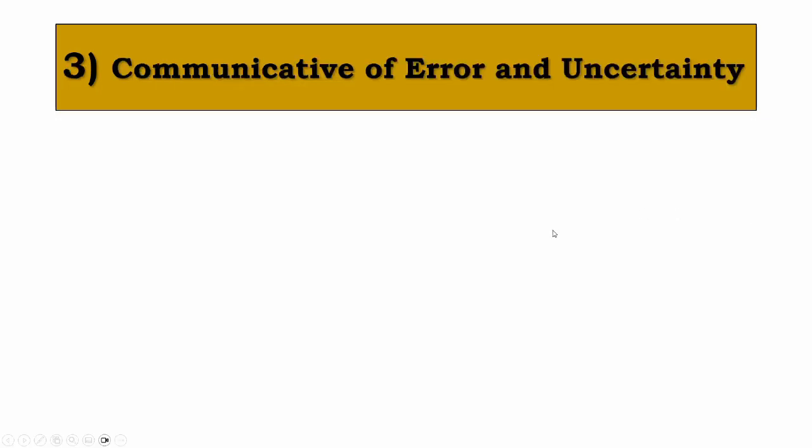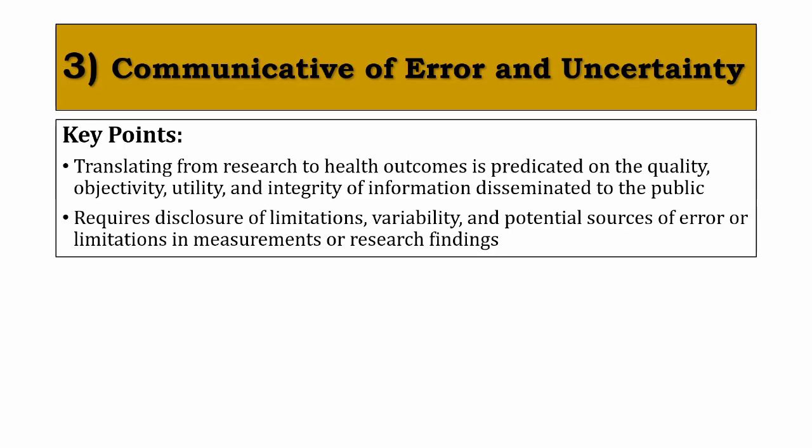All right, number 3, communicative of error and uncertainty. So gold standard science is communicative of error and uncertainty. Key points: when translating from research to health outcomes, good translation is predicated on the quality, objectivity, utility, and integrity of the information disseminated to the public. You need good communication, honest communication. And this requires disclosures of uncertainty, so limitations, variability, potential sources of error, or limitations in measurements of research findings. So that's a really important point.